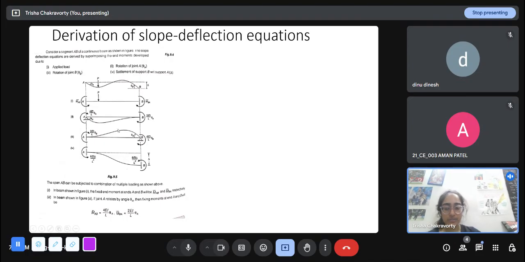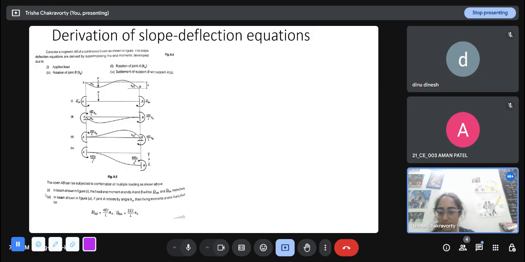These are all the end moments. And due to settlement, if there is a settlement, there might not be a settlement also, then this delta will be 0. So this value is 6 EI delta by L square at both ends. So the span AB can be subjected to a combination of multiple loading as shown above.